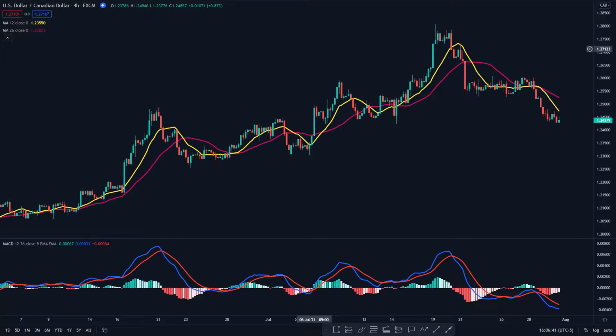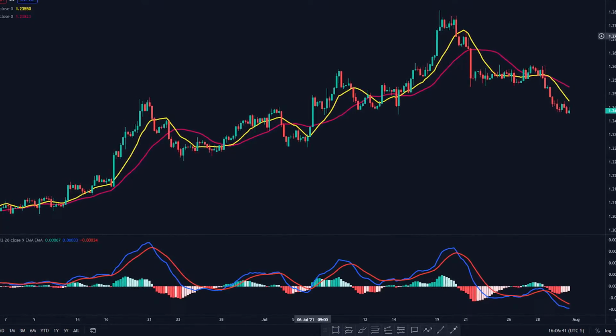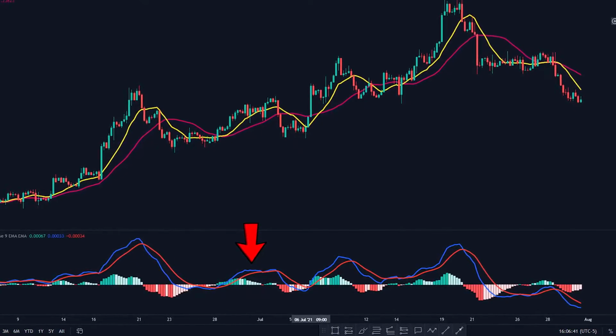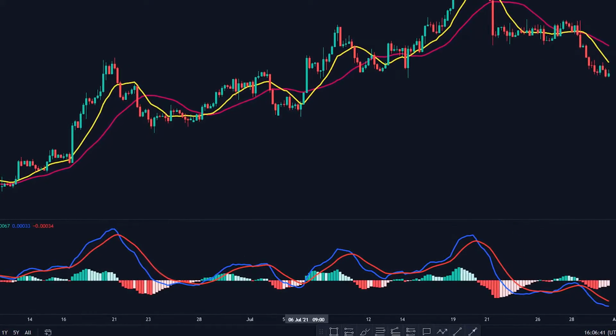Then we have the histogram, which is simply the difference between the MACD line and the signal line. The histogram can either be rising or falling. It stays rising when the MACD line is above the signal line and falling when the MACD line is below the signal line. Finally, we have the zero line, which is simply the center of the MACD indicator. The two lines and the histogram are closely related, as the histogram is derived from these lines. If the gap between the two lines is narrow, the histogram's height will be small. And if the gap between the lines is wide, the histogram's height will be large.